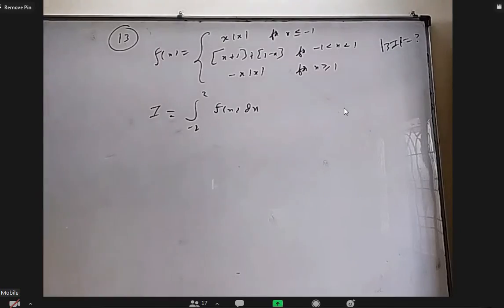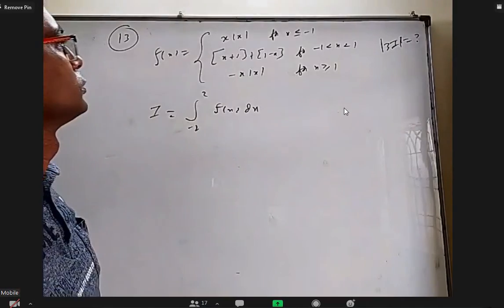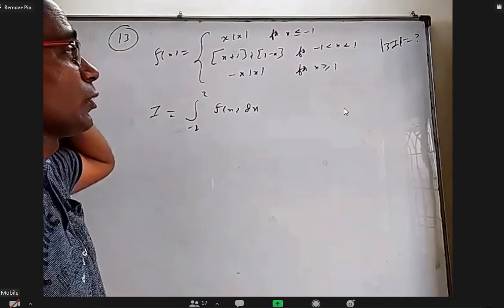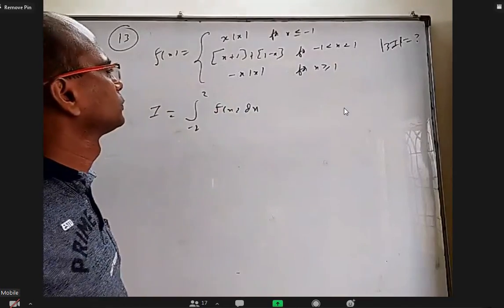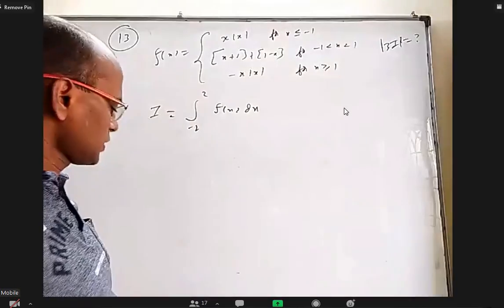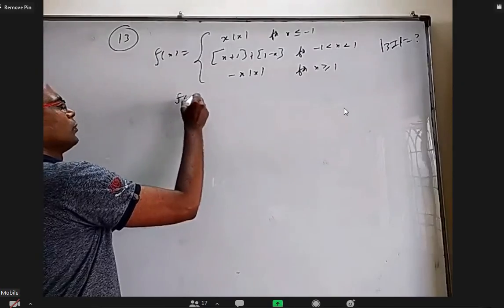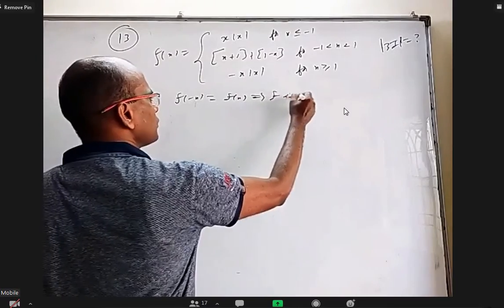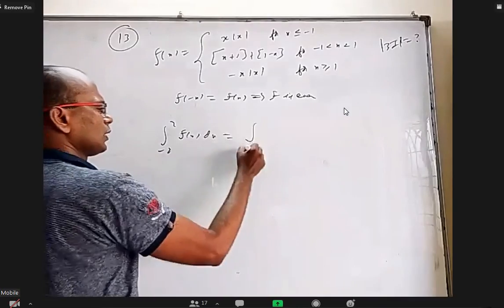I think it's for us to recognize that this and this put together is an odd function. Or even, sorry, even. Because if you put x equal to 2 here or x equal to minus 2 here, the same answer will come. So this is even. Even here also, replace x with minus x, it's even. So we have to understand f is even, that's important. f of minus x equals f of x implies f is even.